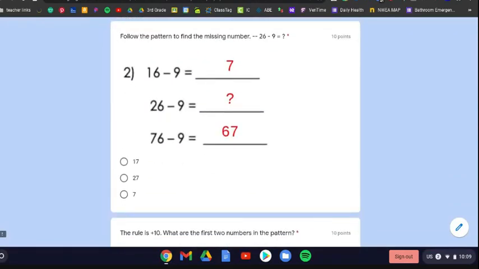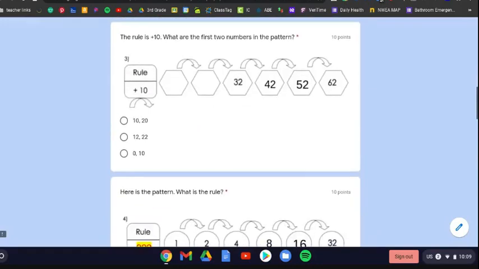Okay, question number 2 is the same thing like question number 2 on the test yesterday. We're going to follow the pattern again to find the missing number. 16 minus 9 is equal to 7. 76 minus 9 is equal to 67. Follow the pattern. 26 minus 9 is equal to what? You're going to decide. Is it 17, 27, or 7? Click on the letter that matches your answer. Click in the white space and scroll down to number 3.